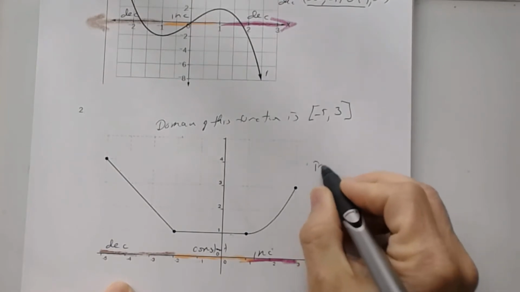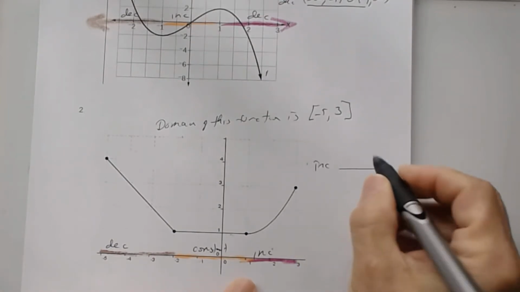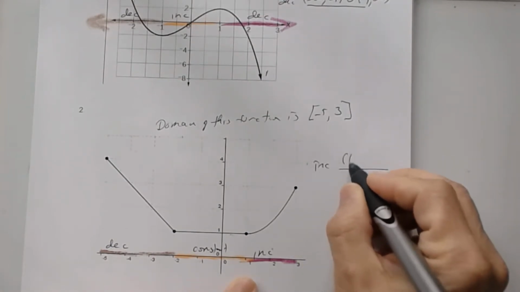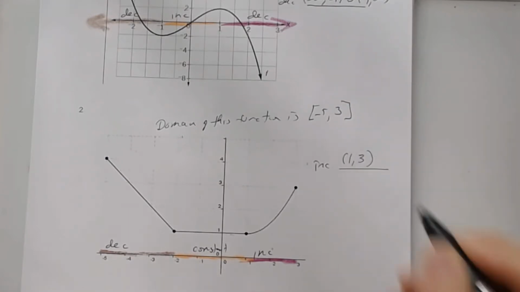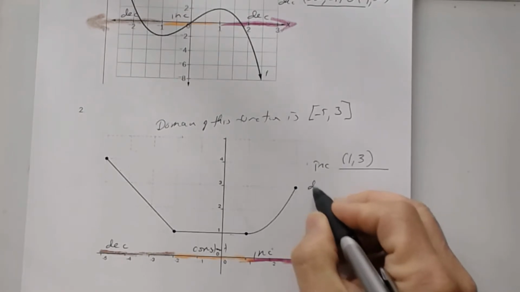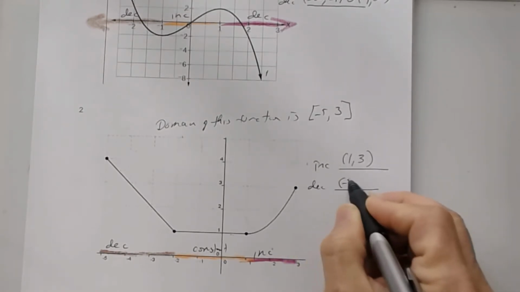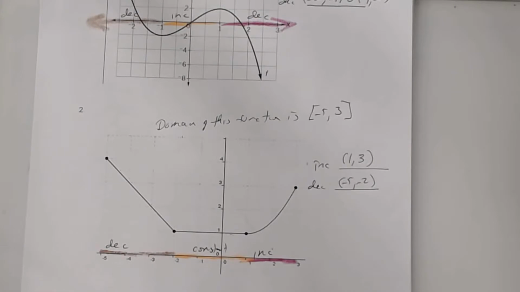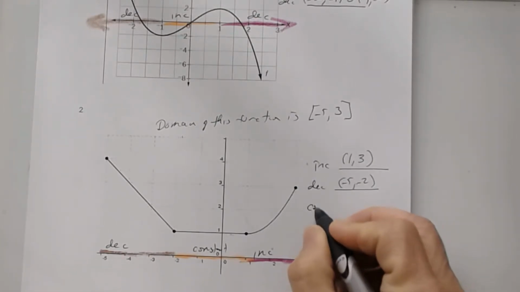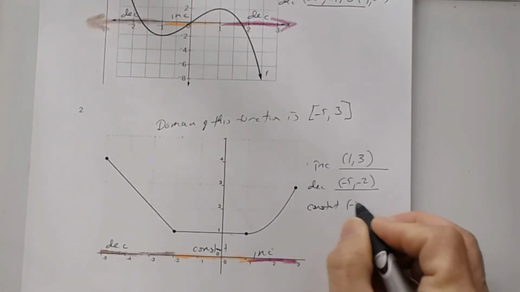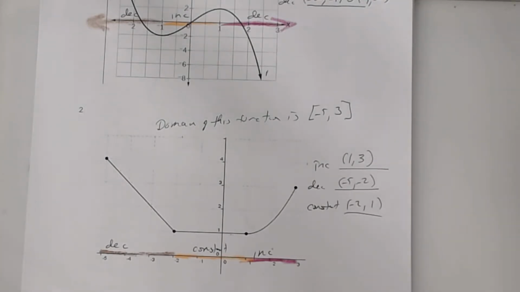All right, so here we go. Let's talk about increasing first. Where's it increasing? Parentheses 1 to what? 3, parentheses. You're done with that. Where's it decreasing? -5 to -2, parentheses. Where's it constant? -2 to 1. All right, so that's number 2.